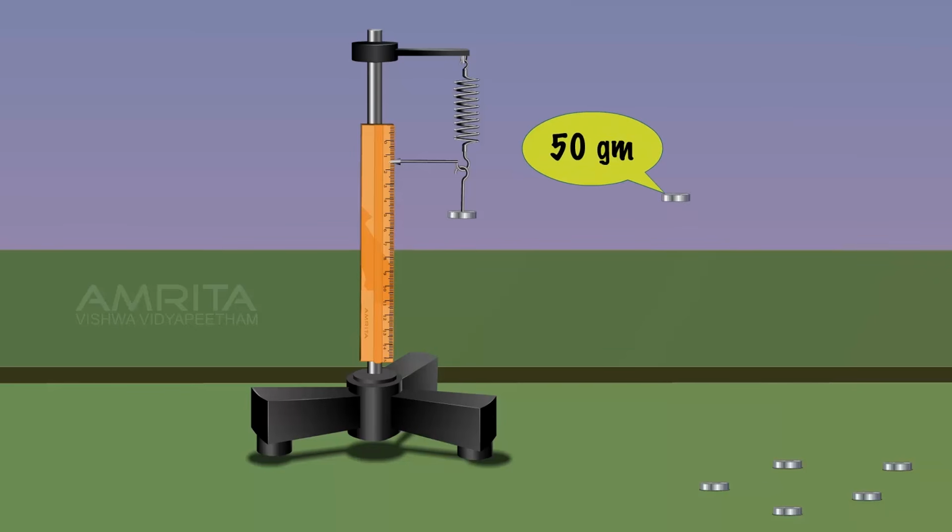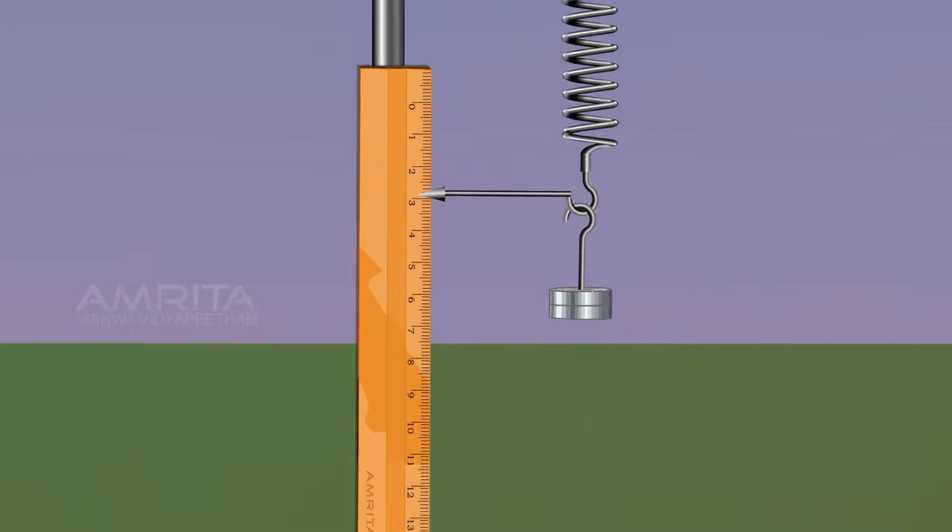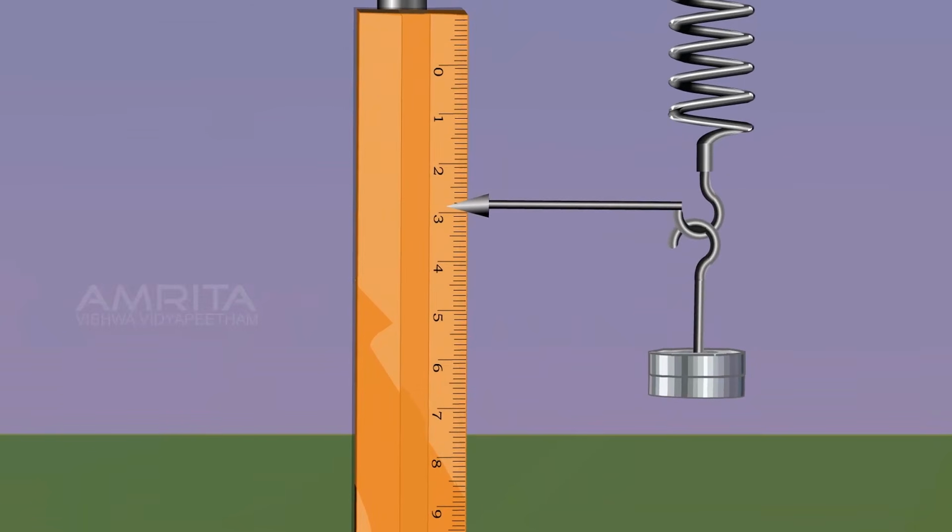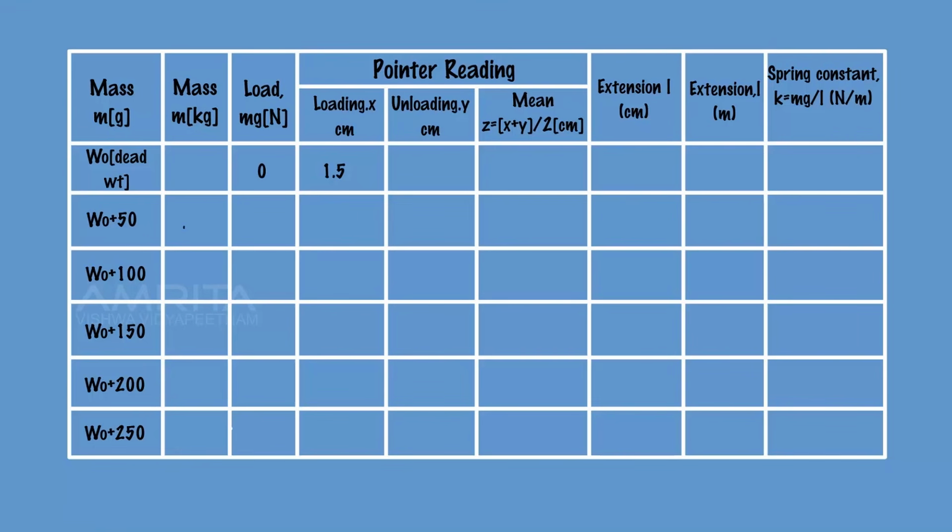Now, take a 50 grams slotted weight and put it gently on the weight hanger. Then the pointer moves downward. Note the reading on the scale. Record the mass, load and the pointer reading in the tabular column.